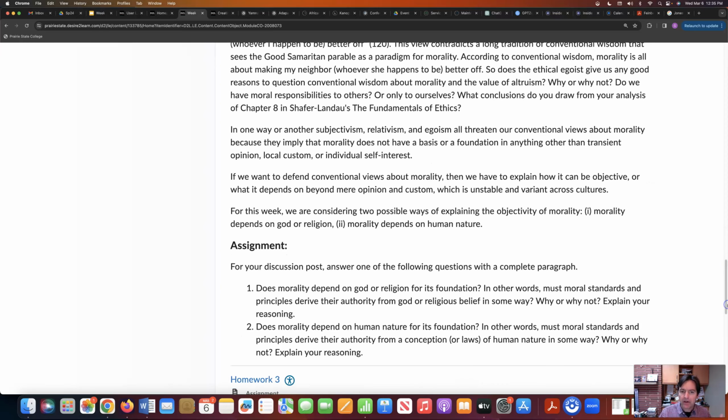And so now we're considering various ways of developing an account of the objectivity of morality, of what makes moral standards binding on us or authoritative over us, or how we are hooked by them, right? If they apply to us, why do they apply to us? Once we've eliminated the threat of egoism and relativism, that becomes a question: what is the basis of our moral standards? And so I'm asking you to consider one of these questions.